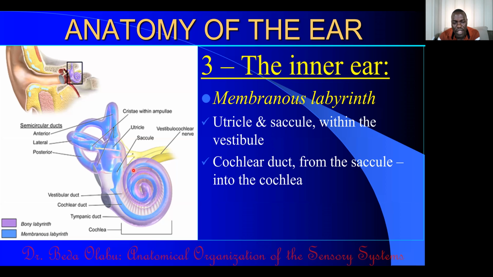The membranous labyrinth that runs within the cochlea is known as the cochlear duct. So the cochlear duct is also a component of the membranous labyrinth, and it refers to the membranous labyrinth within the cochlea itself. This cochlear duct therefore contains endolymph as well, and that endolymph is coming from the saccule. The saccule functions as a reservoir for the endolymph within the cochlear duct.